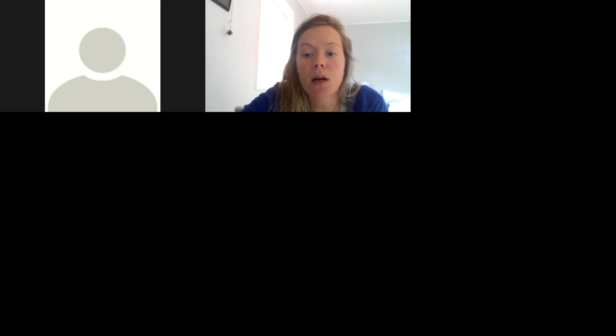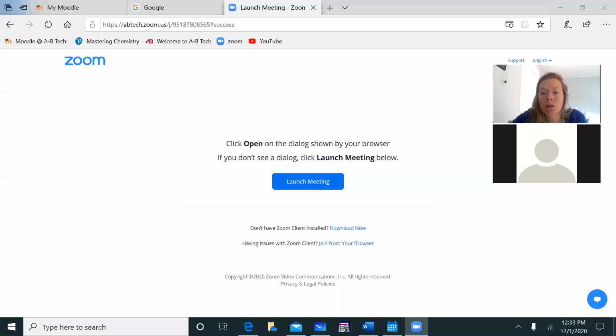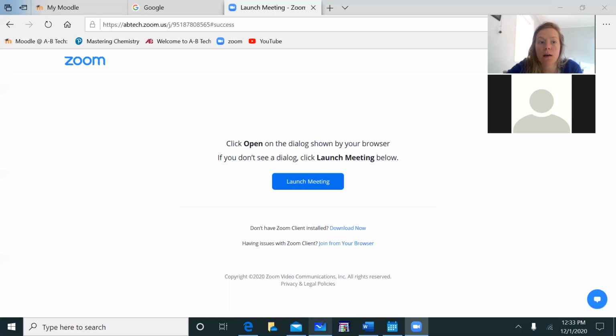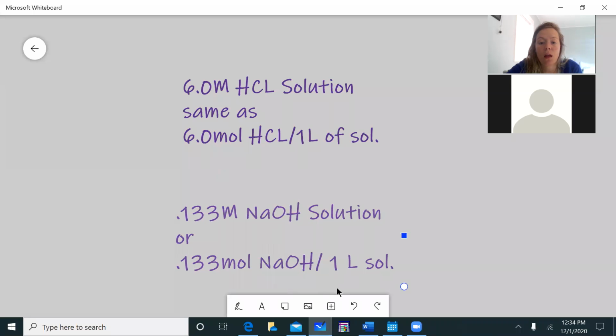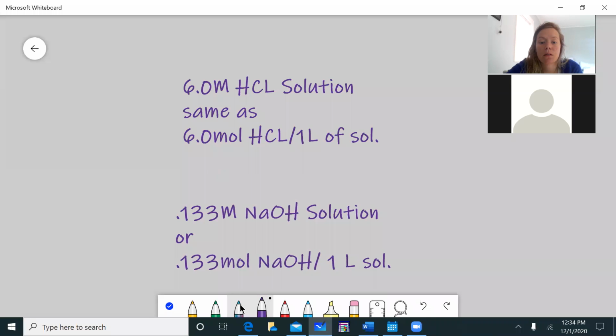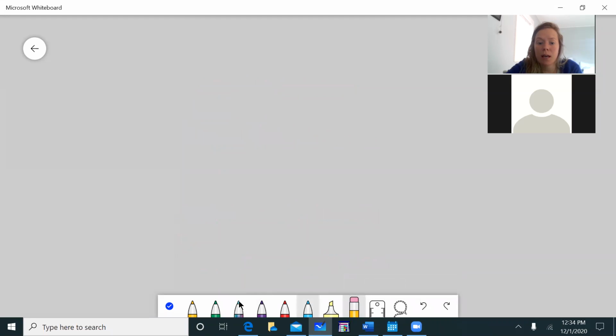So we left off talking about concentrations and different ways of describing concentrations, right? So we had mass percent, we had mole fraction, and then we had molarity, which is moles per liter. I'm going to give you guys just one problem to work through so we can get a little bit of a refresher on molarity.